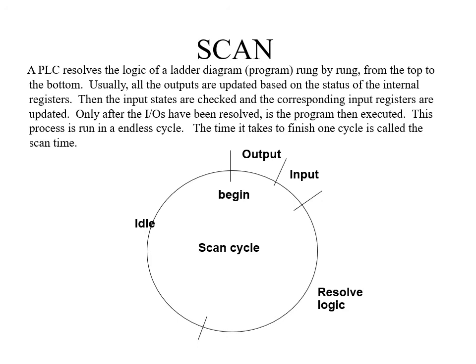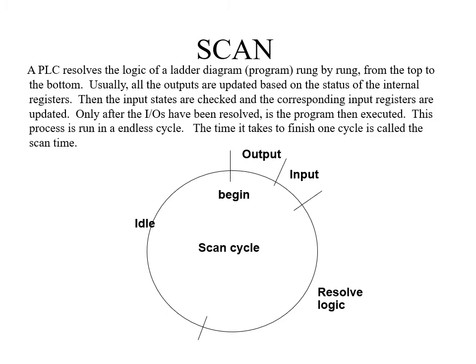And then the scan cycle. A PLC resolves the logic of a ladder diagram or program rung by rung from the top to the bottom. Usually all the outputs are updated based on the status of the internal registers. Then, the input states are checked and the corresponding input registers are updated. Only after the inputs and outputs have been resolved is the program then executed. This process is run in an endless cycle. The time it takes to finish one cycle is called the scan time.